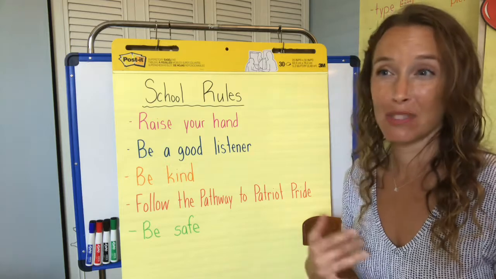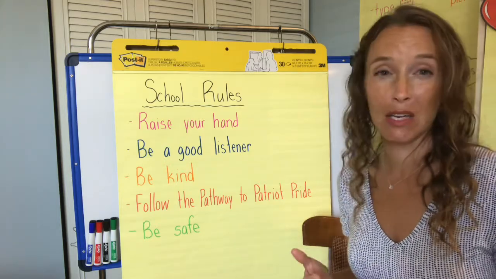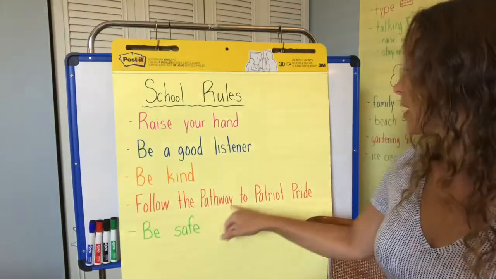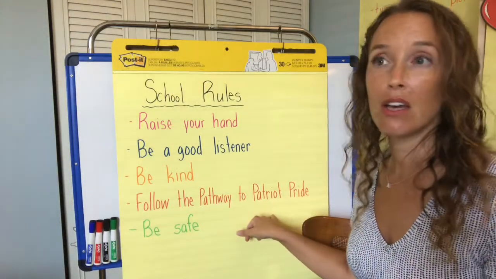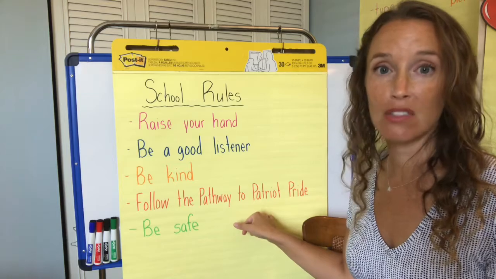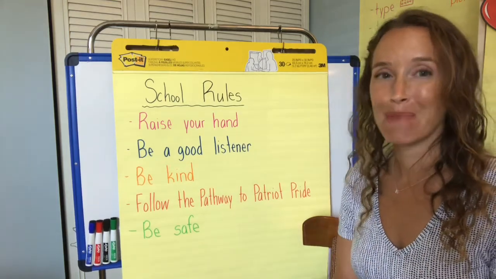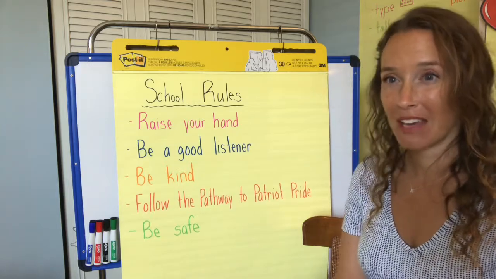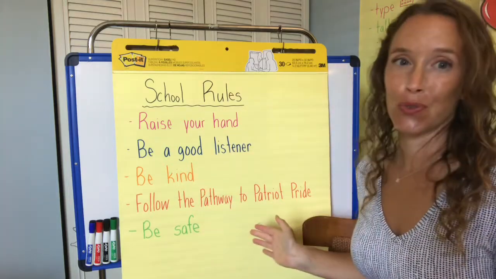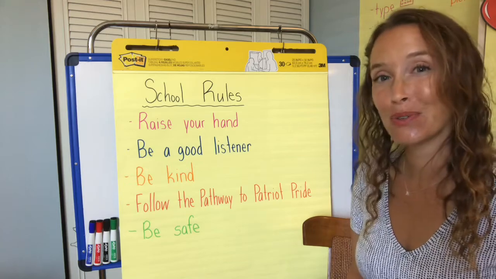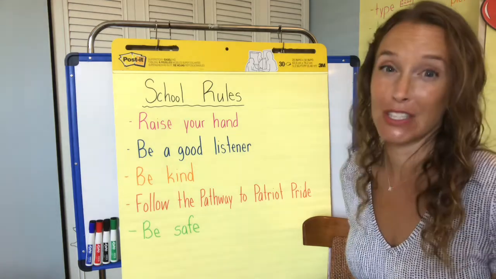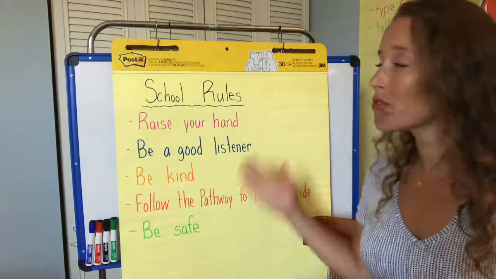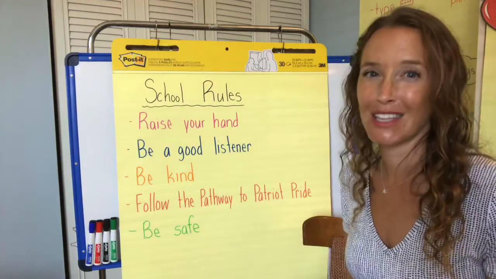A lot of us would say one rule would be no bullying. Well, if we are being kind to someone, or if we're following our pathway to Patriot Pride, those things won't happen, right? So we know about what rules we have at school and how we should behave. So these are my school rules. And again, when you head into school and if you have a different teacher, their rules might be slightly different, but I think their rules probably will cover everything that's on this list.